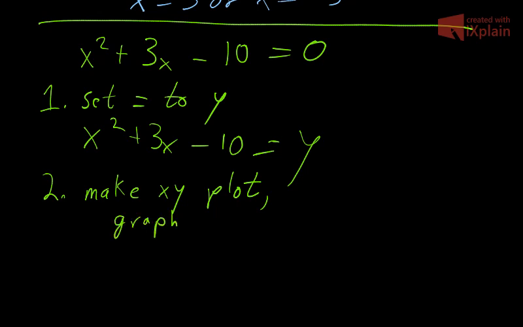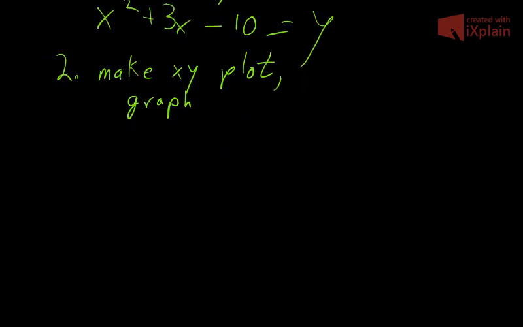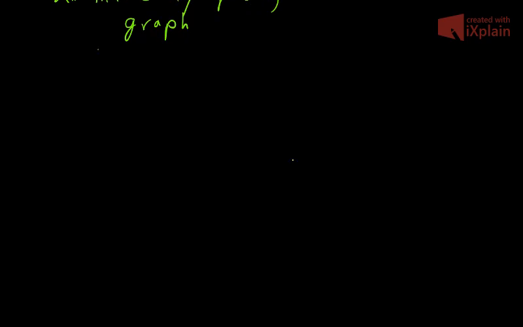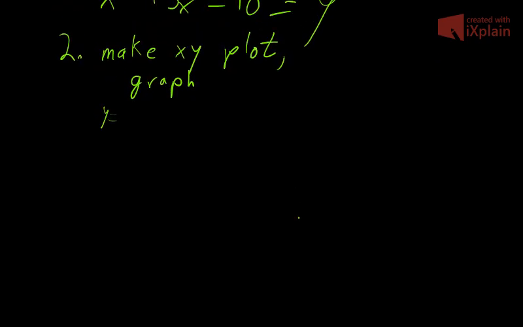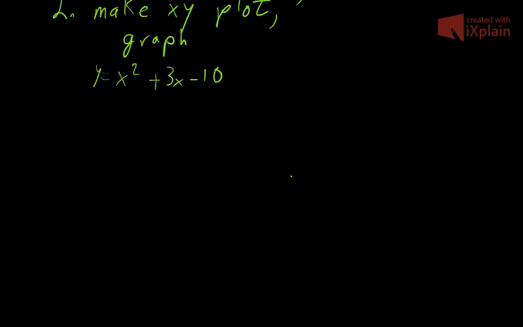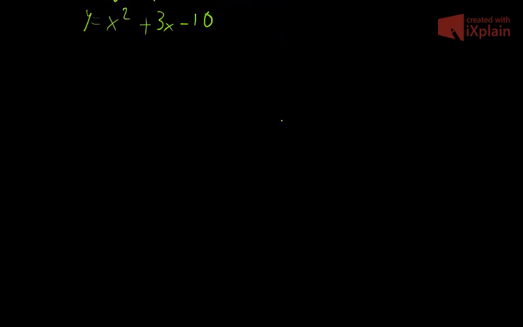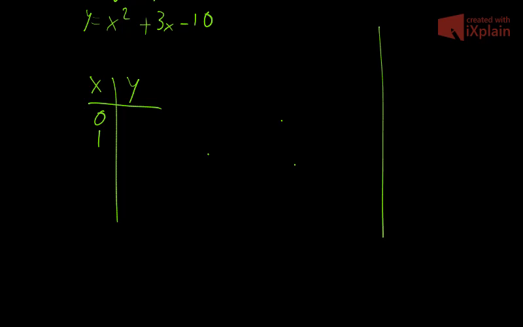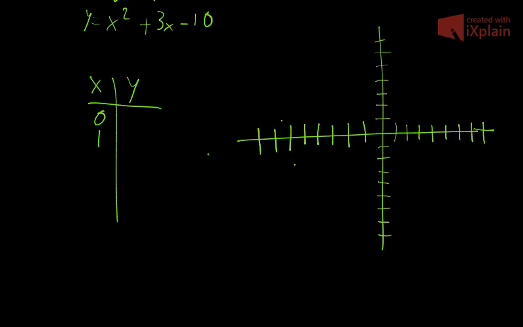So I'm going to get a nice blank screen to go ahead and start doing that. So it's y equals x squared plus 3x minus 10. I'll put that way up top, and now I'll have some room to work down here. Make my xy chart right here. I love starting with 0 and 1, and I'll go ahead and put my graph over here too. Give me 1 second to put some tick marks on here.